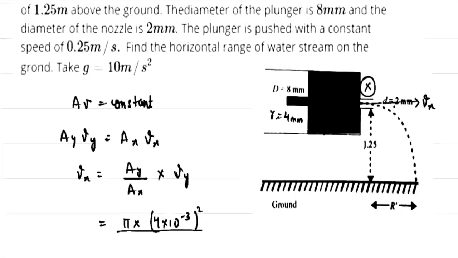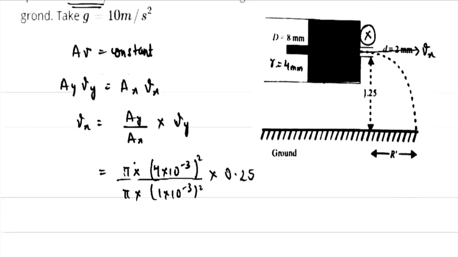We can find it as pi r square. Here the diameter is 2 mm, so we will have the radius as 1 mm. So this we will get 1 into 10 to the power minus 3 whole square into the velocity at y, it is being pushed at a constant speed of 0.25 meter per second, right? So this is 0.25.